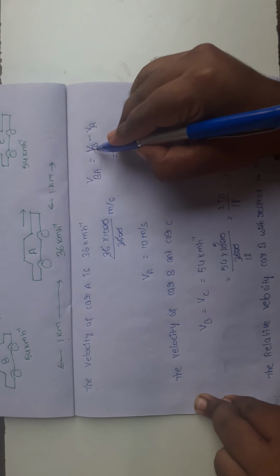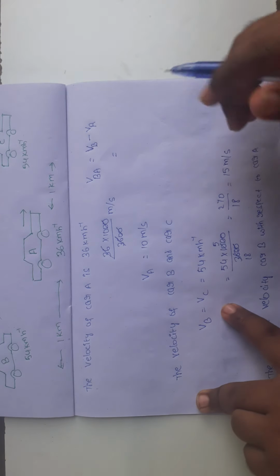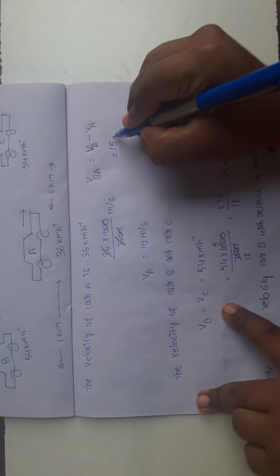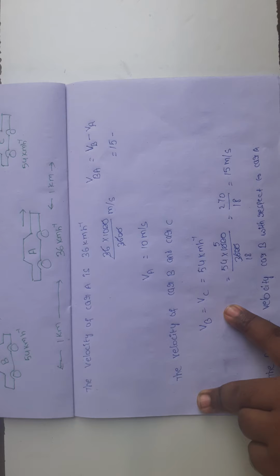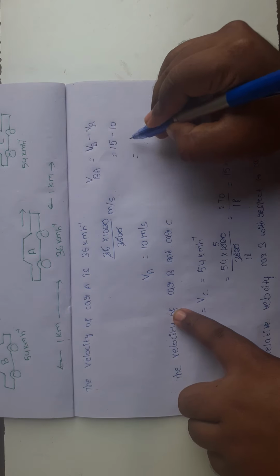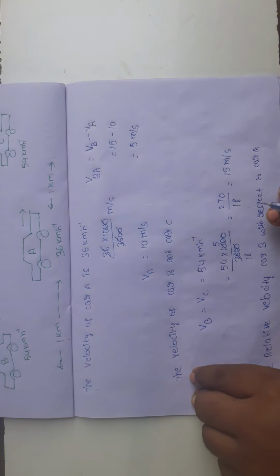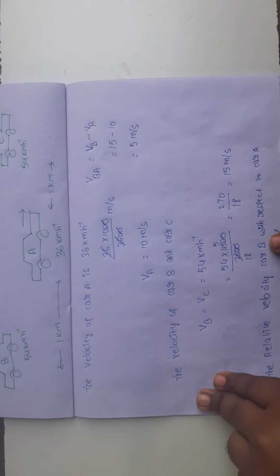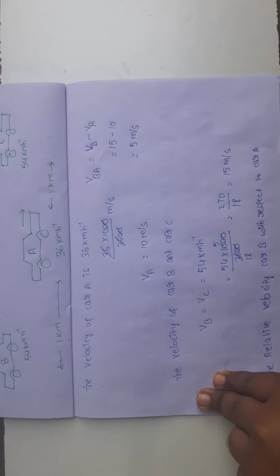So the velocity of car B, VB, equals 15 meters per second, minus the velocity of car A, 10 meters per second. 15 minus 10 is 5 meters per second. So the relative velocity of car B with respect to car A is 5 meters per second.